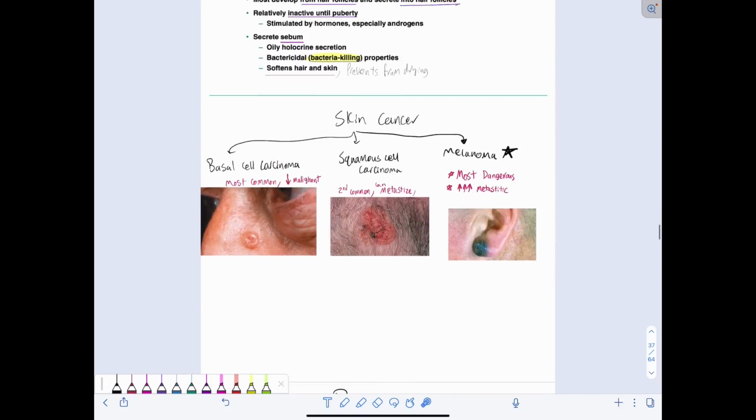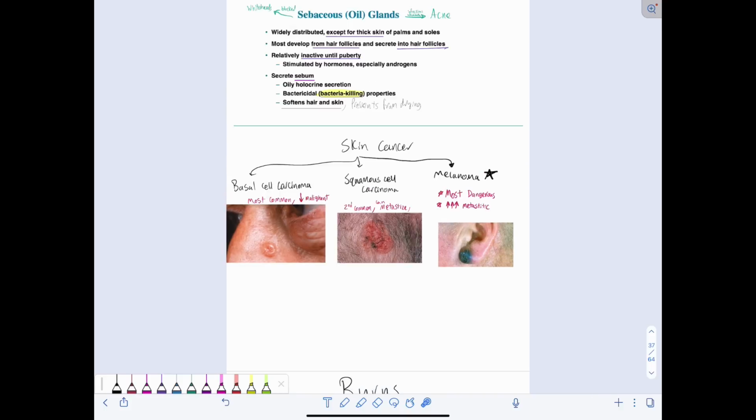Okay, skin cancers, be very familiar with them. You have basal cell carcinoma, pretty common, low malignancy, and then you have squamous cell carcinoma, second most common, but it can metastasize, though it's not as dangerous as melanoma. So melanoma, super dangerous, highly metastatic, and very dangerous, of course, because it's highly metastatic. And they're asymmetrical, basically.